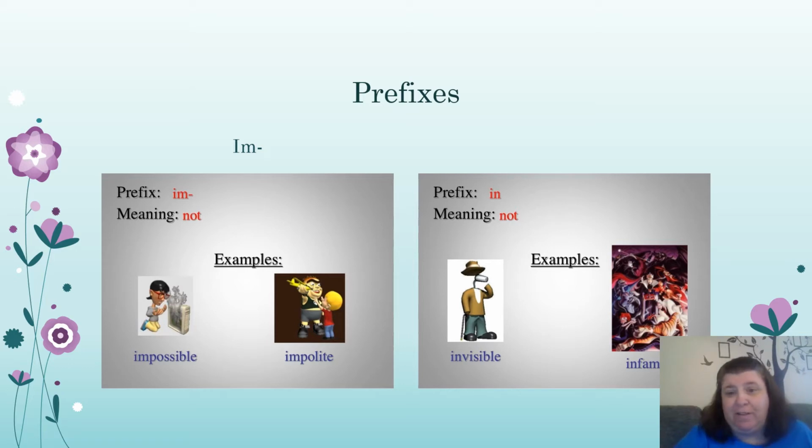Then if we look over here on the next one, we have in, which also means not. So we have visible. If we put in in front of it, it becomes invisible, so not visible. And then we have famous. We add in at the beginning, and it becomes infamous, meaning not famous.